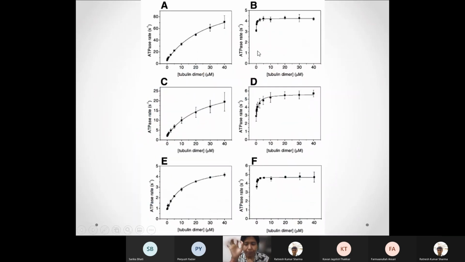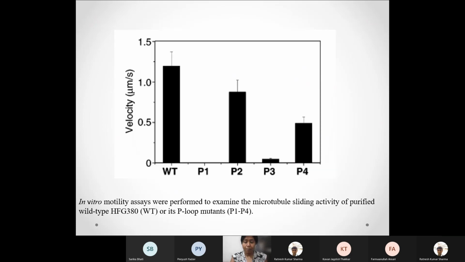So you mutate that specific lysine residue and you study the individual tubulin binding, ATPase activity, and the third function is microtubule sliding function, because ultimately क्या हुआ? One is the dynein has to bind to microtubule. Second, it has to hydrolyze ATP. Third, it has to move. It has to walk on microtubule, right? If it is walking on microtubule, it could also be sliding microtubules.